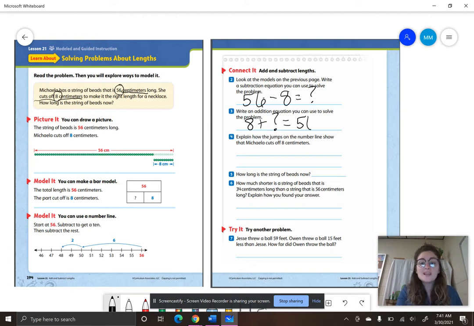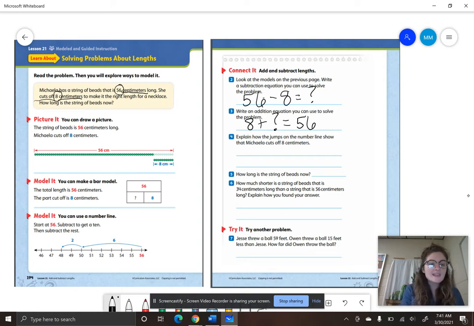56. So because we understand fact families, we know our whole and our 2 parts, we can make addition or subtraction equations to help us solve this problem. Number 4 says, explain how the jumps on the number line show that Michaela cuts off 8 centimeters. Let me read that again. It says, explain how the jumps on the number line show that Michaela cuts off 8 centimeters.